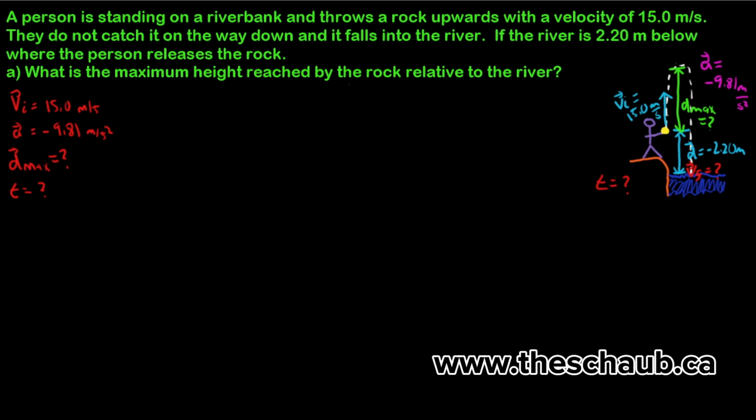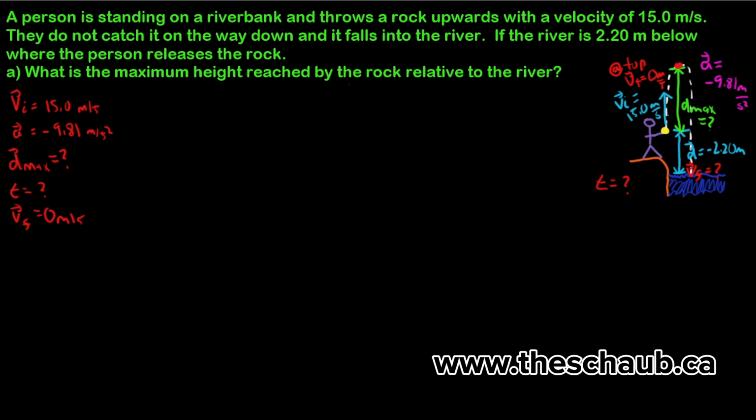And now for the most important part of this question, the VF is actually equal to 0 meters per second because at the very top, velocity final is equal to 0 meters per second. The ball's not moving upwards or downwards at the very top. So in part A, we're not going to solve the entire question. We're just going to solve this small segment where the ball is launched at 15 meters per second and comes to a stop at the top. And we're going to find this D max here.